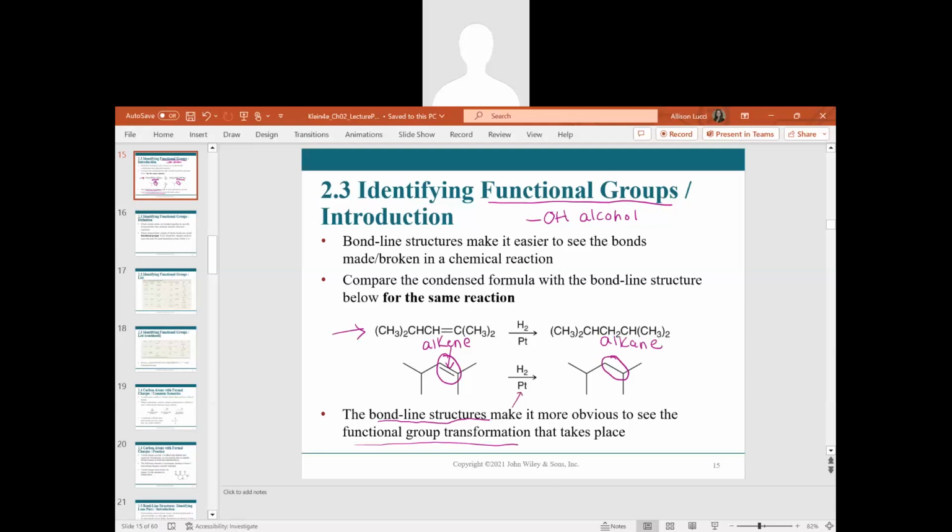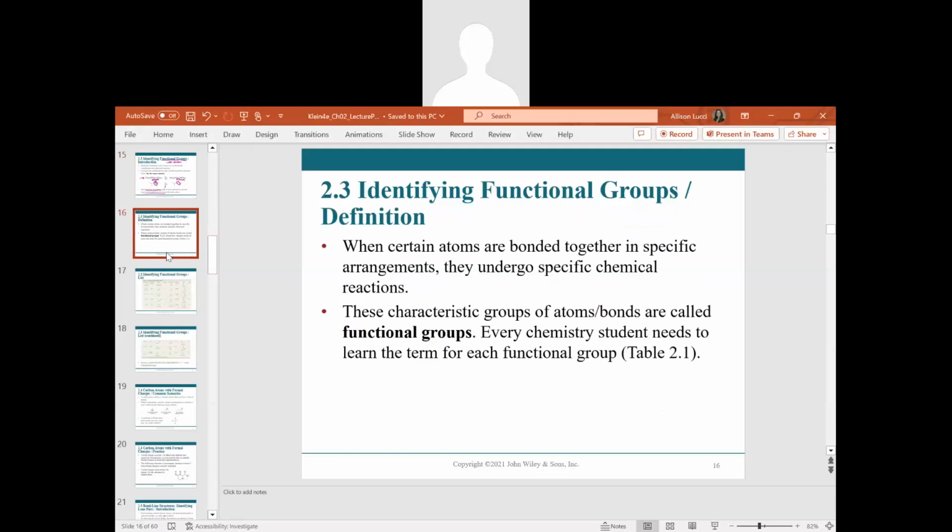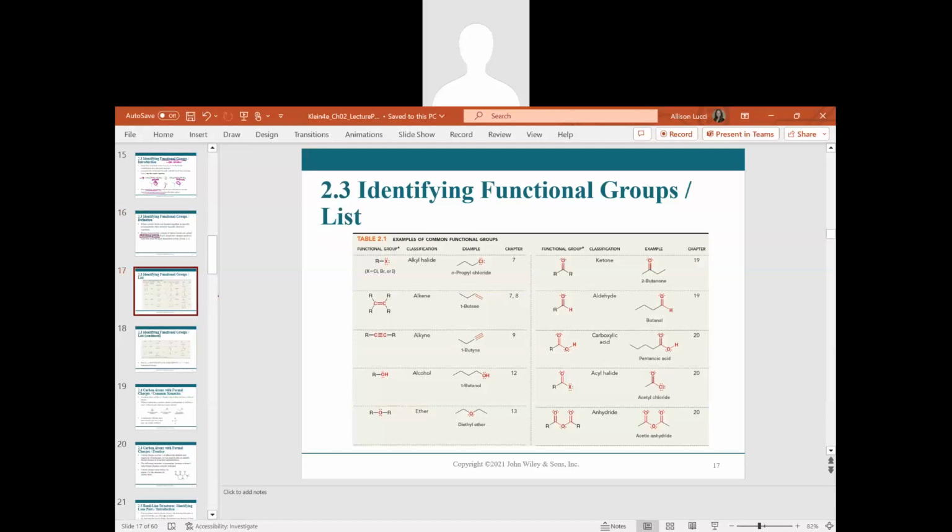This specific reaction is called a metal catalyzed hydrogenation. We'll get to that in Orgo 2. But for now, we just want to see the difference between our reactant and our product. These atom arrangements, these patterns, depending on what they are, give rise to different functional groups. It will make your life a lot easier if you memorize these. So we'll take a look here at table 2.1, which is given in your textbook.